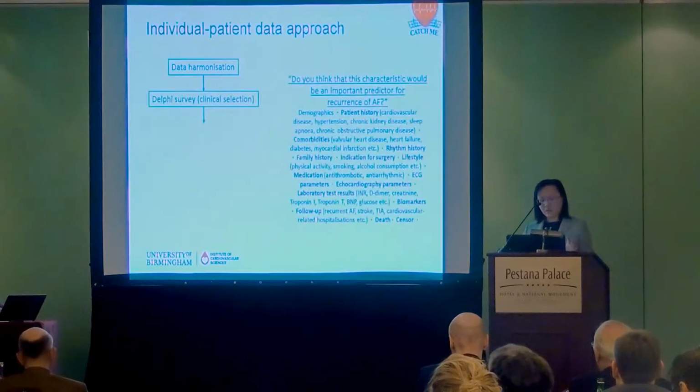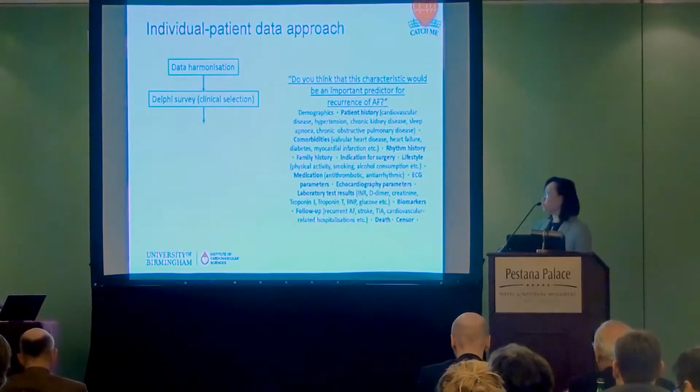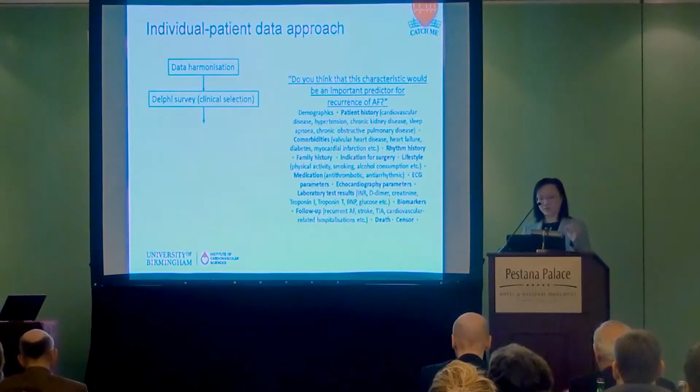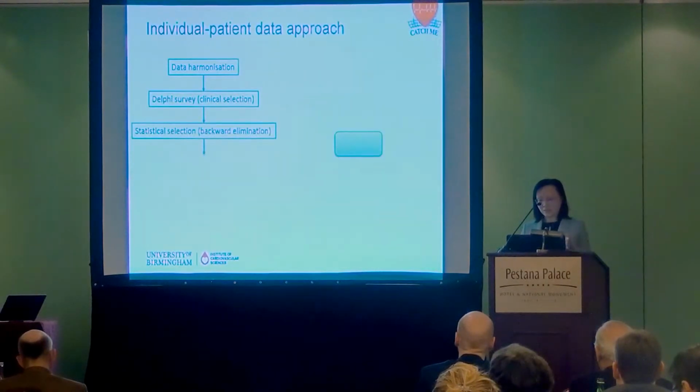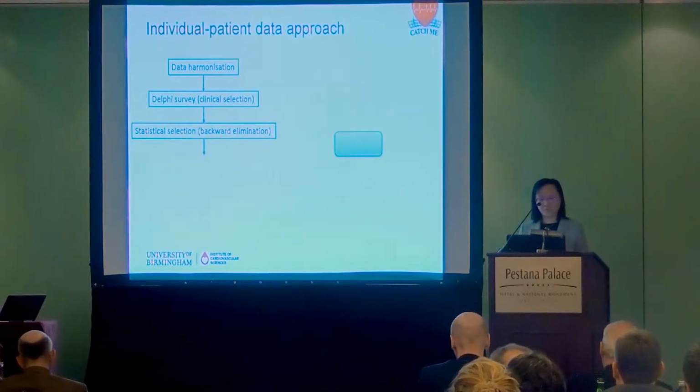Then we ran a Delphi survey involving 20 experts from 4 European countries by asking them the question: do you think this characteristic would be an important predictor for recurrent atrial fibrillation? And this allowed us to rank 120 potential predictors by clinical importance. Now, after considering the Delphi ranking, data availability, and also sample size calculation, we applied statistical selection using a backward elimination, and this firstly fits a model of all the characteristics, then eliminates the least important characteristic until we achieve a significant model.